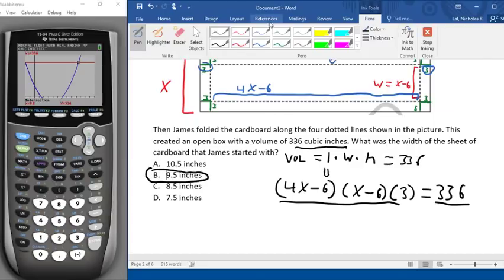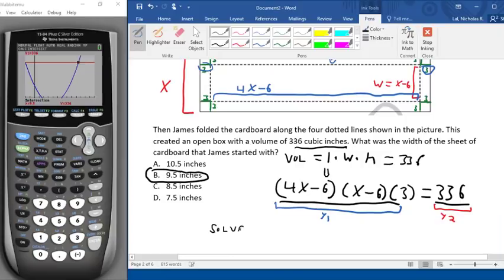So we put this in the calculator as y1, put 336 in the calculator as y2, and we can solve for x. So we need to solve for x. We use Calc, Intersect.